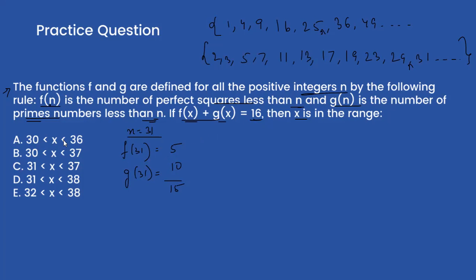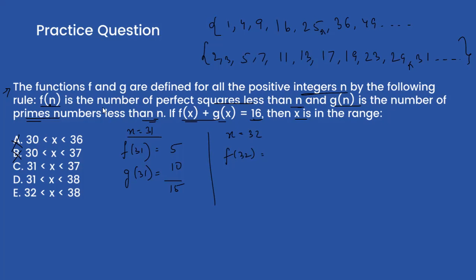From this, you can just say that option A and B should not be your correct answer. Why? Because 31 is lying in this range, and 31 is not the correct answer. It has to be greater than 31. So A and B go away. Now start with option C. Starting with option C, 32 should be the minimum value according to this particular range. Let's understand when x is equal to 32, what is f(32)?